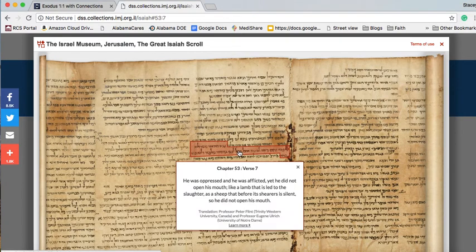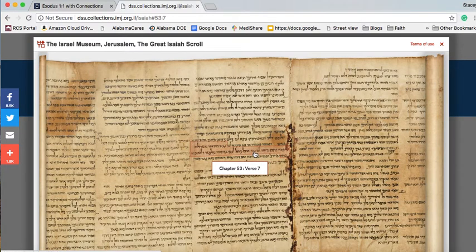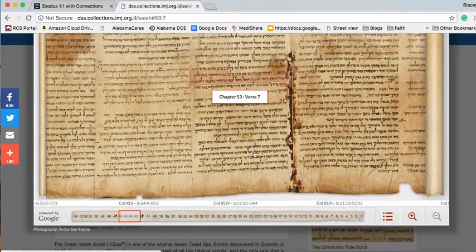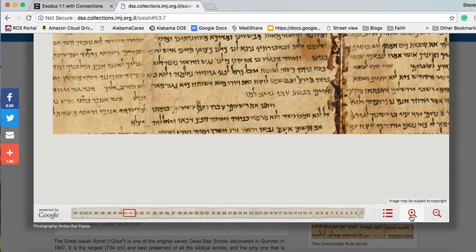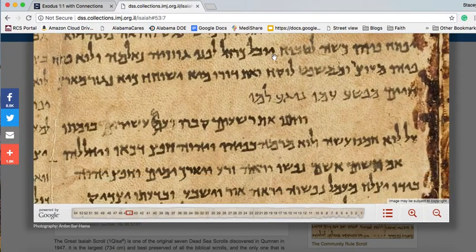He was oppressed and he was afflicted, yet he did not open his mouth, like a lamb that is led to slaughter, as a sheep that before its shearers is silent, so he did not open his mouth. Isn't that interesting? So you can go through and you can actually see their translations. The other thing that's really fun to do is you can zoom way in on this text.